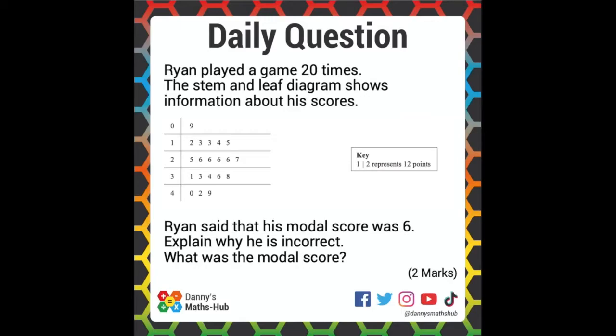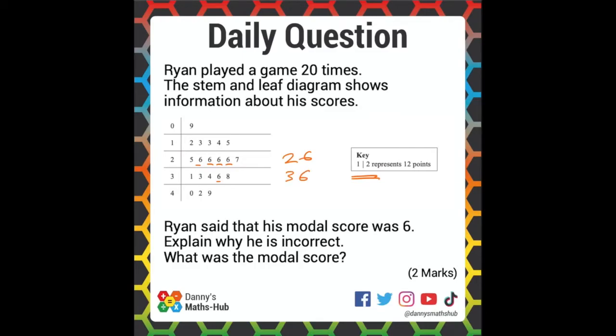Now, Ryan is incorrect purely because of what the key tells us. It tells us that 1 space 2 represents 12 points. So this means 2 space 6, 2 space 6, 2 space 6, 2 space 6 all represent 26. 3 space 6 represents 36 here.